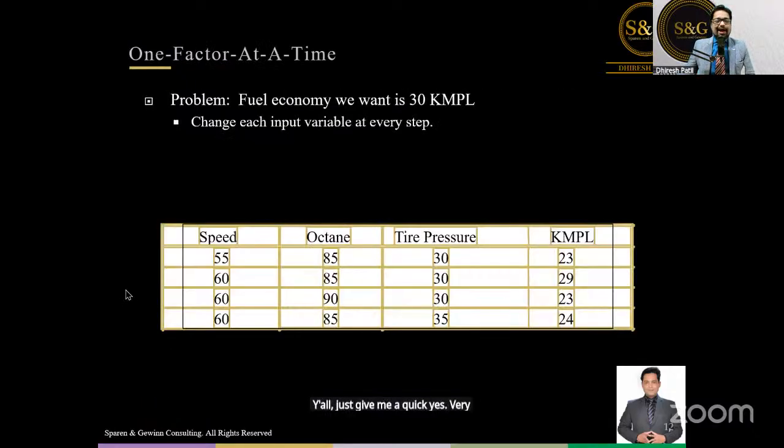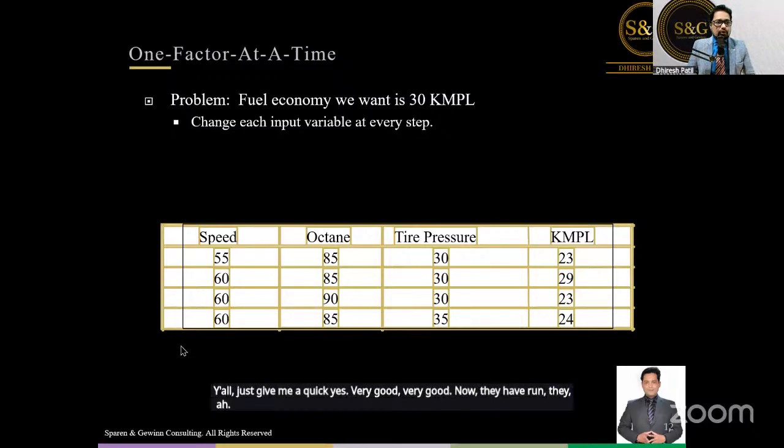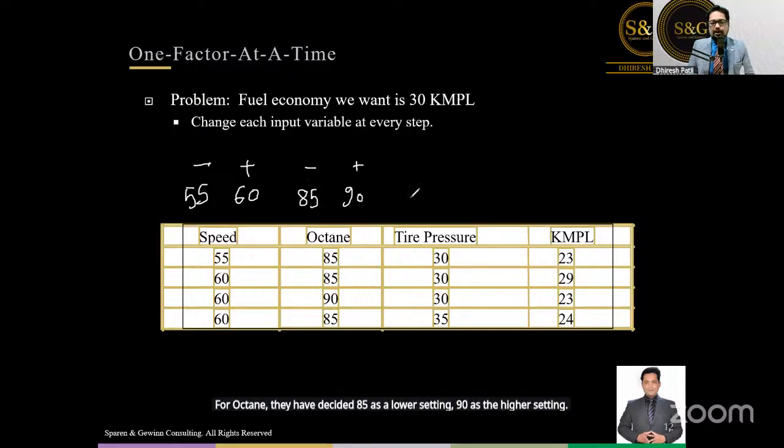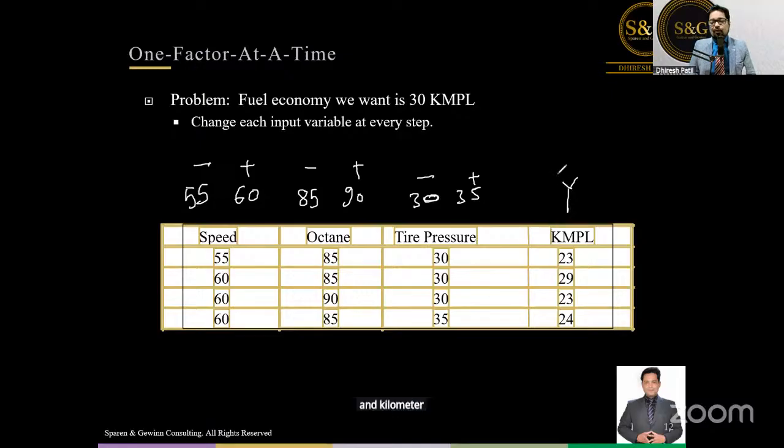Very good. Now they have run the experiment one factor at a time, which is the keeper strategy. For speed they have decided 55 as the lower setting and 60 as the higher setting. This is the minus and this is plus. For octane they have decided 85 as the lower setting and 90 as the higher setting. For tire pressure they have decided 30 as the lower setting and 35 as the higher setting, and kilometer per liter is their Y.